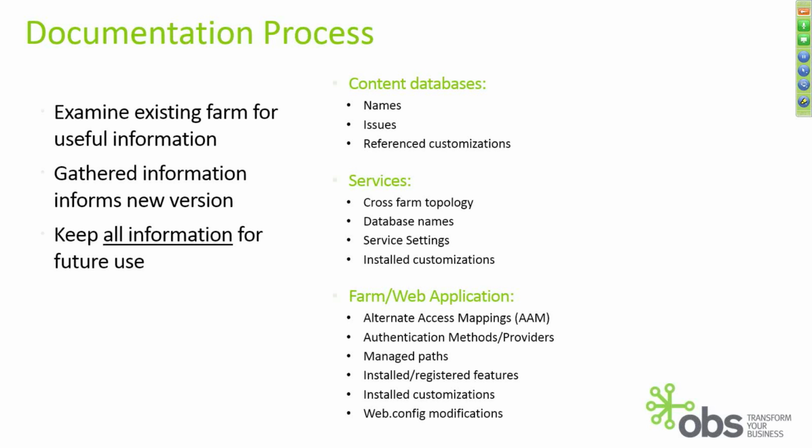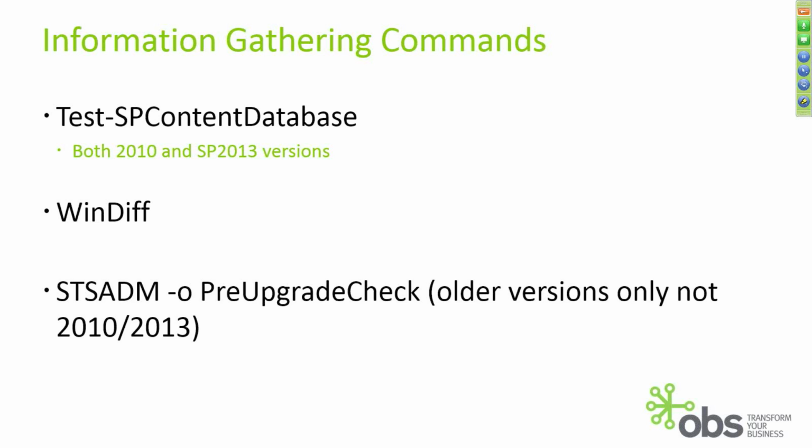So there are a couple of commands that can help with gathering this. One of the things you can run is called Test-SPContentDatabase. You can run that on both 2010 and 2013, and what that does is it runs through a content database and tells you what all the customizations are that are needed and whether or not they exist on the web application that you're looking at. If you had people poking around on your file system, you can run WinDiff, that can be helpful. And if you're on an older version, so if you wanted to upgrade off 2007, you can run the pre-upgrade check command, and that will give out a full report on the upgrade. But that doesn't exist in the 2010 or 2013 versions.